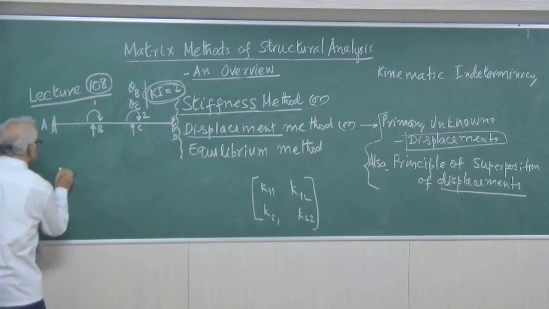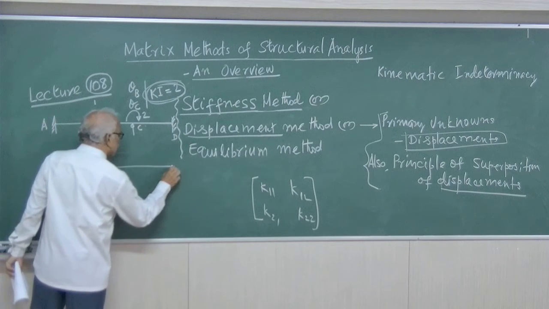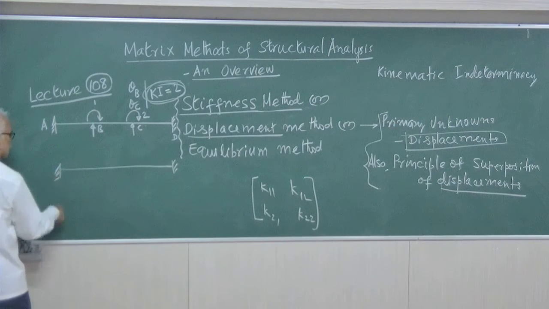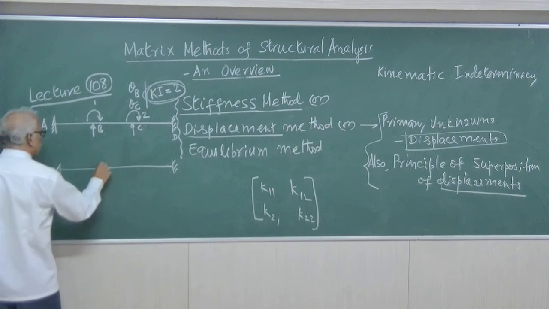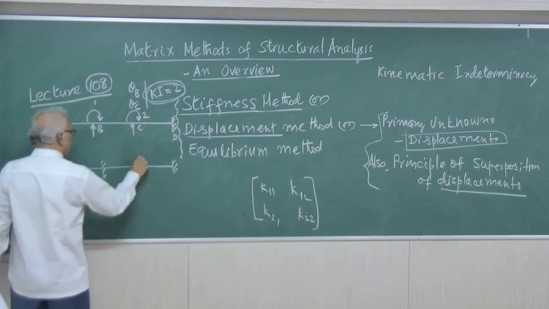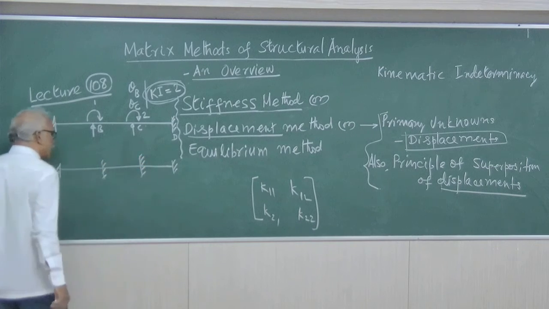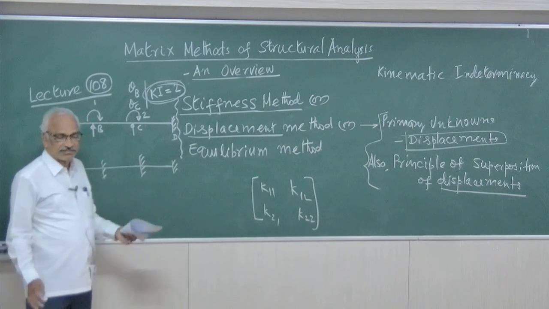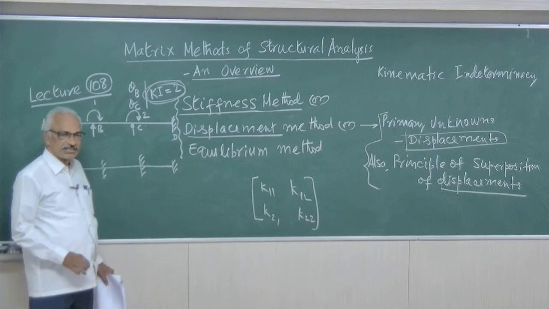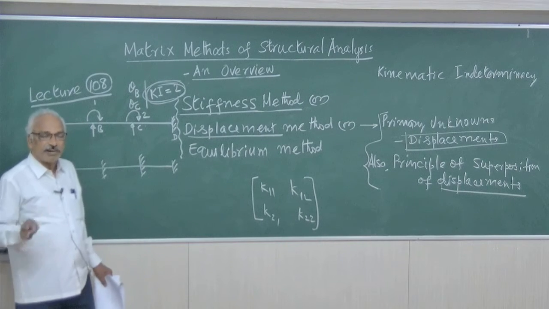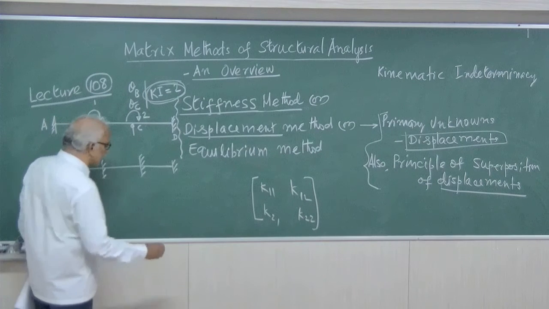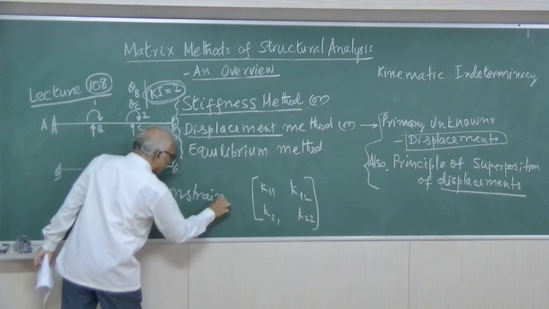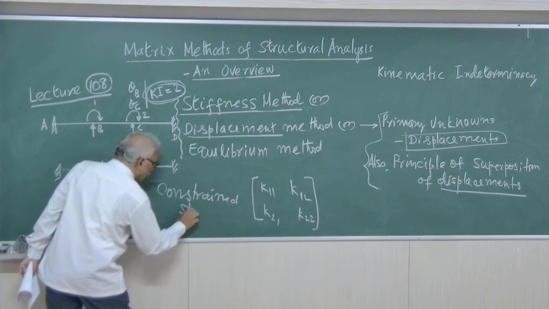So what we do is, first of all, we have to arrest the structure. We have to make the structure kinematically determinate. That is, you fix this, also fix this. So this structure is called a kinematically determinate structure. That is, we have arrested all the possible displacements. Such a structure is called a constrained structure or restrained structure.